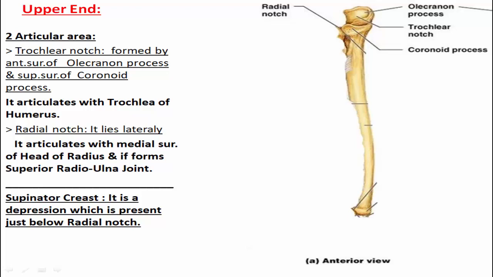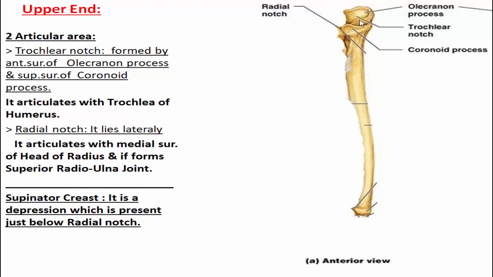Now, in the ulna, there are two articular areas. First is the trochlear notch. This notch is formed by the olecranon process and the coronoid process. This notch is in between the olecranon process anterior surface and the coronoid process superior surface. And this trochlear notch articulates with the trochlea of the humerus, which is situated in the lower part of the humerus.